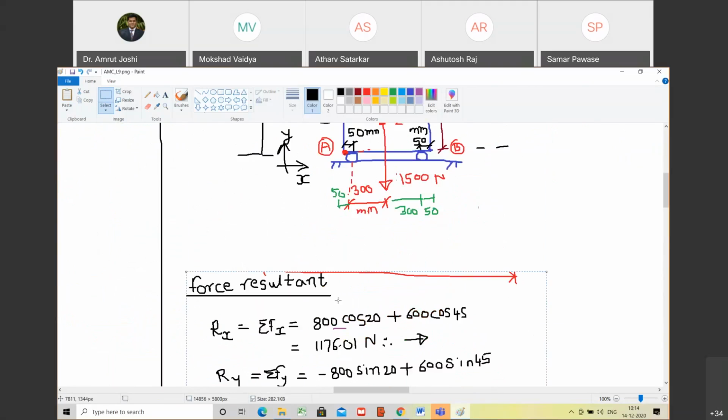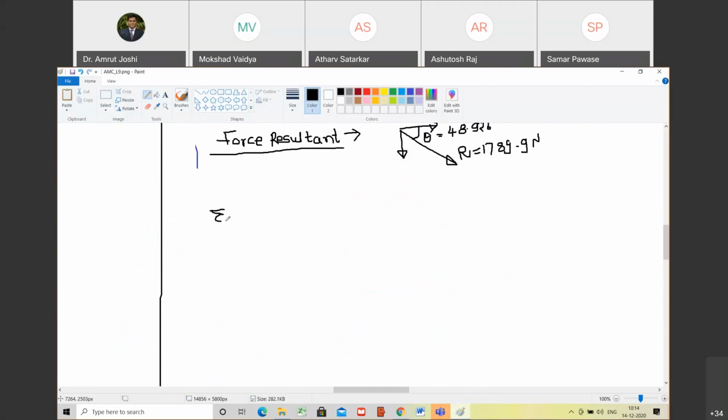Now, what does Varignon's theorem say? Varignon's theorem says that algebraic sum of moment of resultant about z-axis through E must be equal to summation of moments of all the forces whose resultant is R about z-axis passing through E. Do you agree with me? Yes, sir. It's through E.